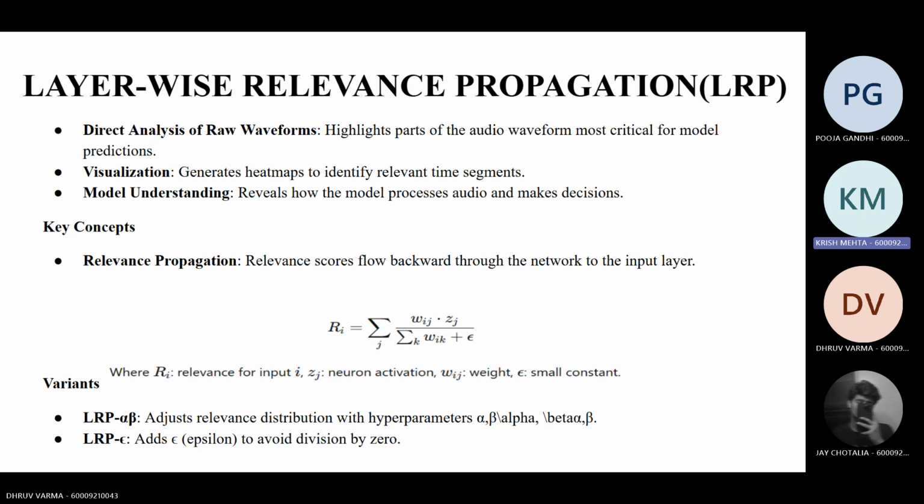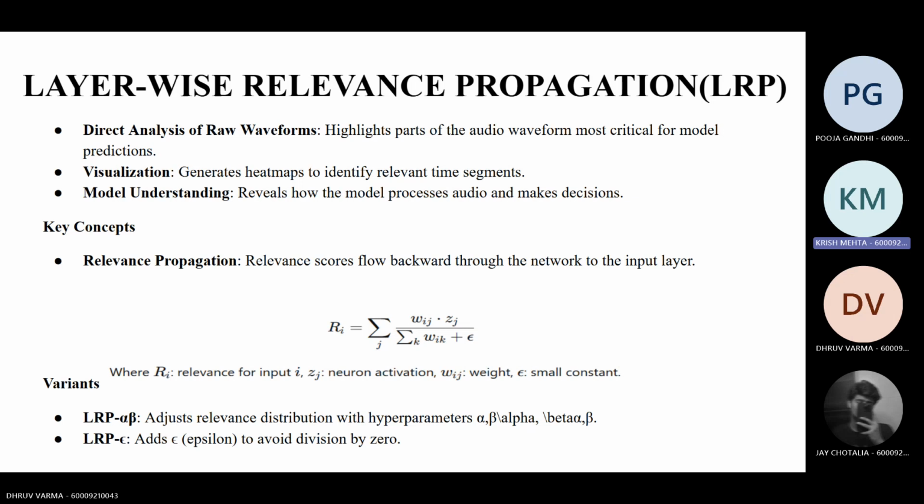So what is LRP? LRP is layer-wise relevance propagation, a technique that helps us understand why a specific neural network made a particular decision. It tells us which part of the input is the most important part of the model's prediction. For example, if we have an audio dataset of birds chirping, it will help us figure out which part or timestamp of the audio is where the bird actually chirps.